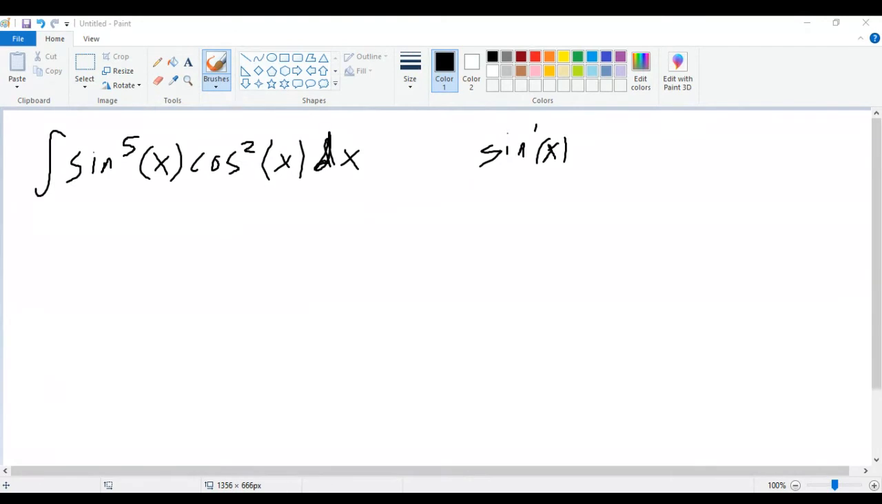All right, how's it coming? One-third cosine cubed of x minus 1/2 cosine to the 4th of x plus 1/5 cosine to the 5th of x plus c. All right, well, let's work through it and see what happens.